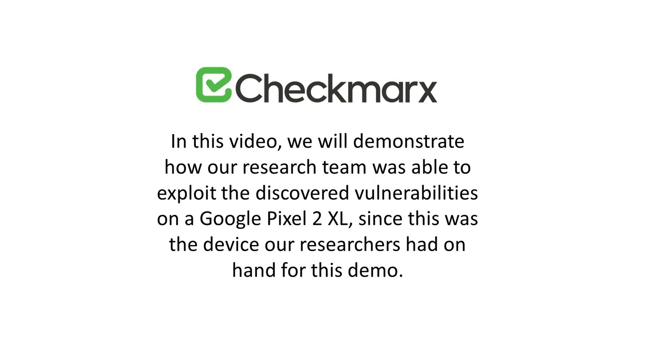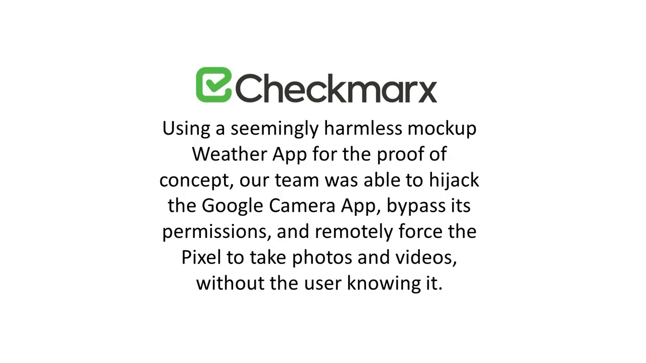In this video, we will demonstrate how our research team was able to exploit the discovered vulnerabilities on a Google Pixel 2 XL, since this was the device our researchers had on hand for this demo. Using a seemingly harmless mock-up weather app for the proof of concept, our team was able to hijack the camera app, bypass its permissions, and remotely force the Pixel to take photos and videos without the user knowing it. Let's go ahead and get started.